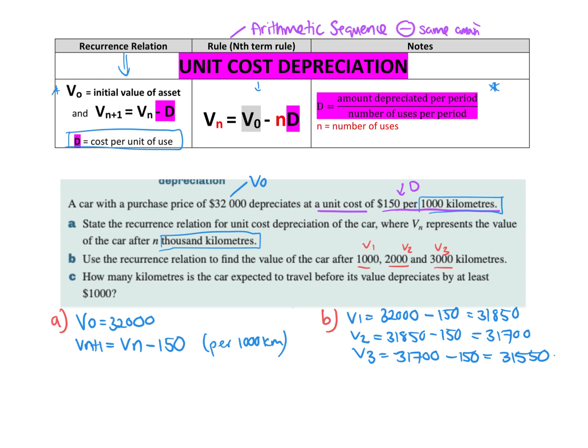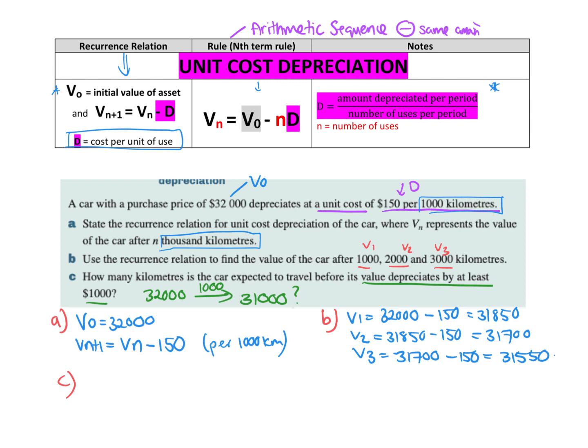We've done that one. And then it asks us, how many kilometres is the car expected to travel before its value depreciates by at least 1,000? So we just got to be careful with that. They said depreciates by at least 1,000. So that means if it was 32,000, and they want it to drop down by 1,000, they really want to know when it is 31,000. It's sort of be careful with the words there. That was a bit tricky.